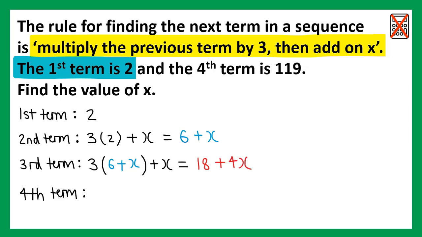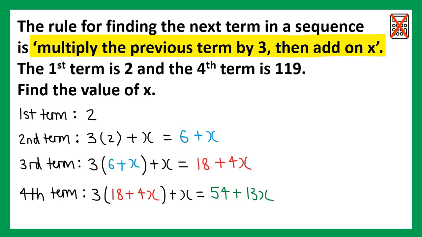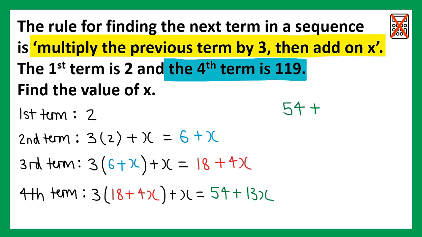And lastly, if I go up to the fourth term, where I have 3 lots of 18 plus 4x plus x, this will simplify to give me 54 plus 13x. Now I can stop at the fourth term because they've told me that the fourth term is actually equal to 119. I have an algebraic expression which represents the fourth term in terms of x, 54 plus 13x. Now that they've told me the numerical value of this, 119, I can make these two things equal to each other and solve to find x.